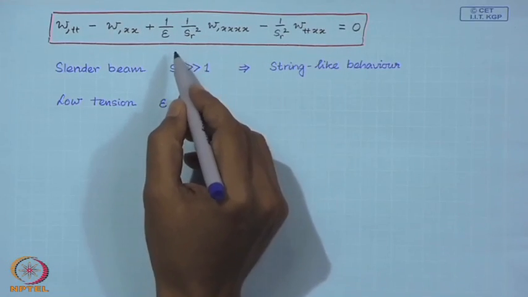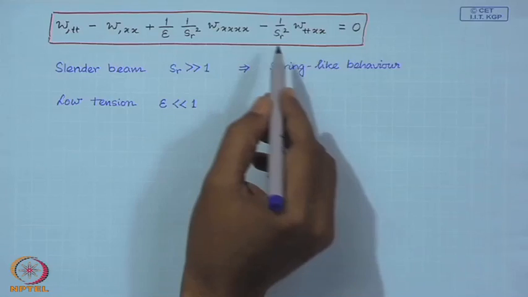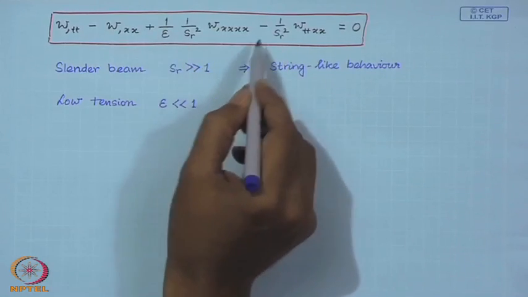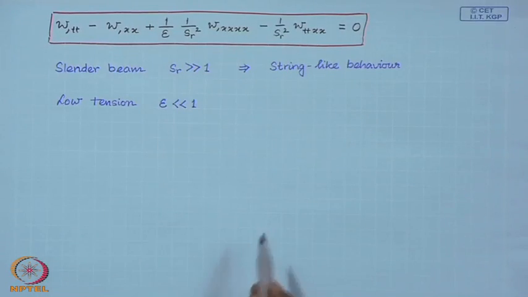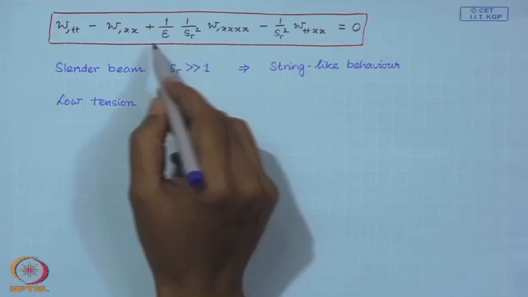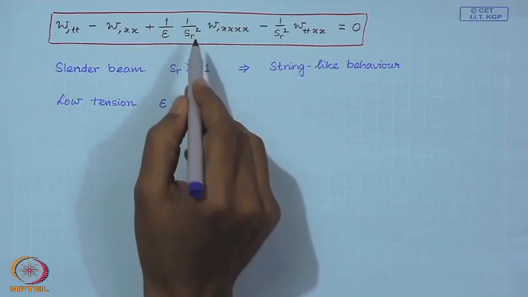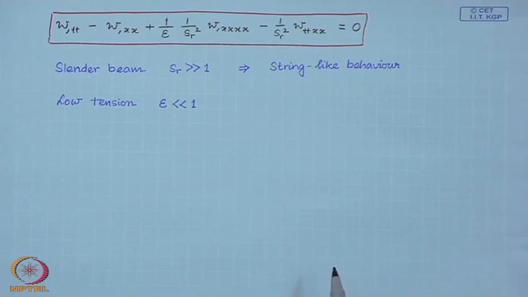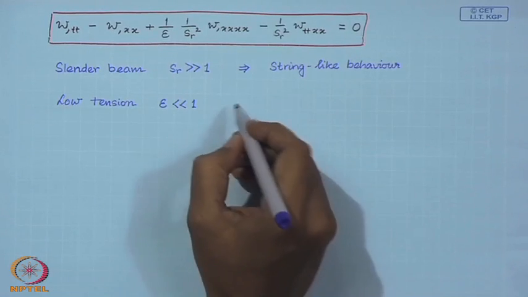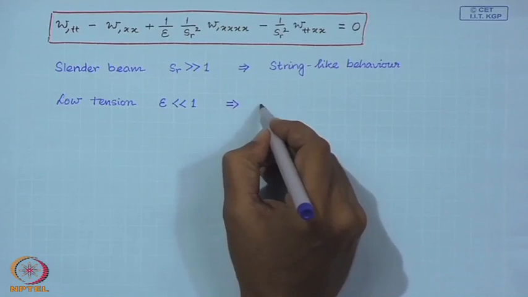Whereas, if tension is very small, then this flexural term may be significant. So, this must be considered. So, you tend to a more beam-like model.